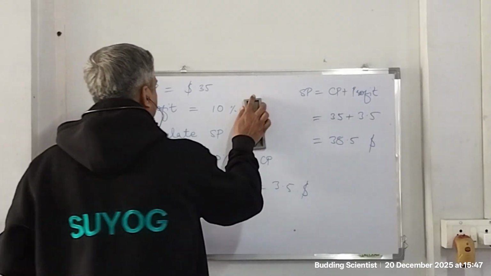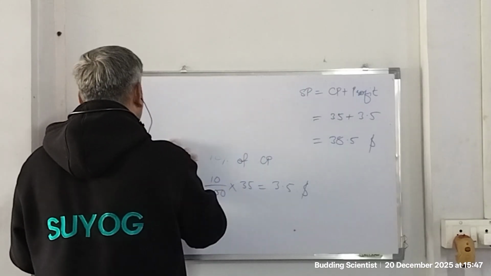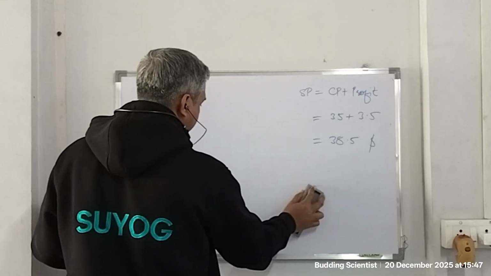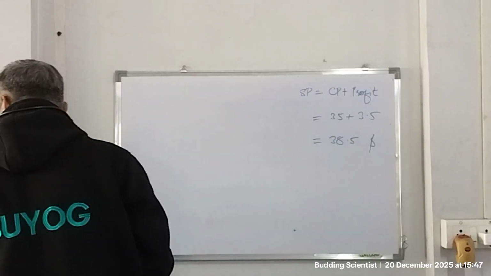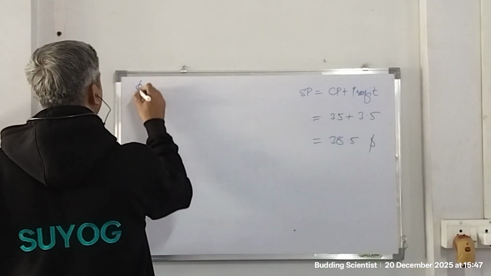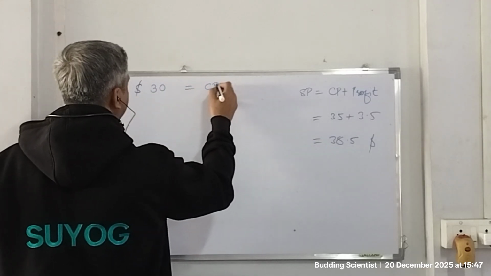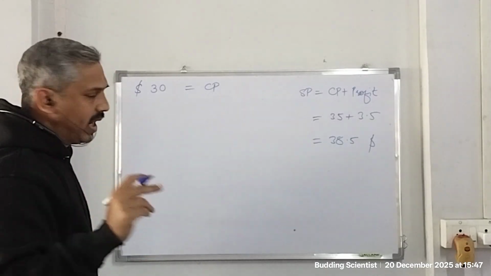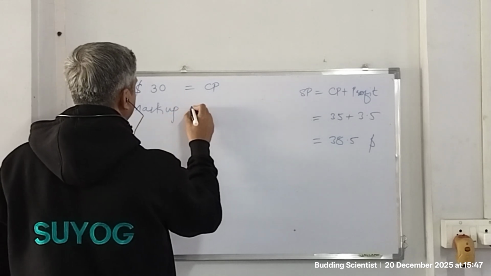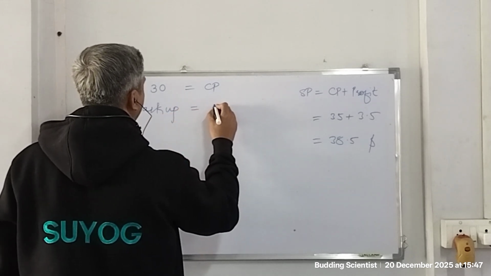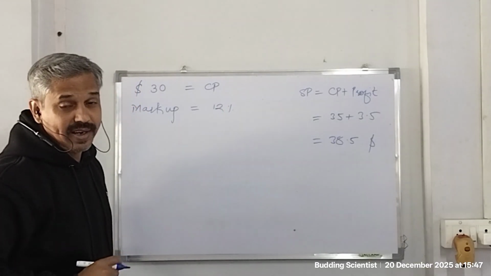There was some flavored drink that was available at a certain shop, and the original cost of the flavored drink was $30, and that would be CP. But the markup was 12%. Now, what is the meaning of the word markup?